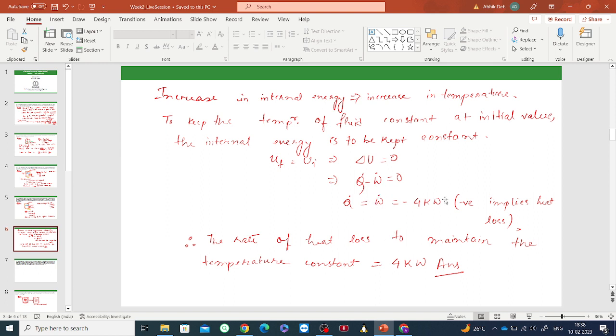The work here is done on the system, so we take it as minus 4 kilowatt, and the negative sign automatically implies that the heat is to be lost for the system to maintain its temperature. So the rate of heat loss to maintain the temperature is 4 kilowatt.